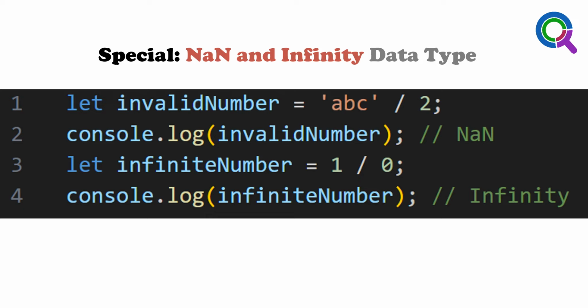Lastly, we have special data types. NaN stands for Not a Number and is returned when a mathematical operation fails. For example, dividing a string by a number results in NaN. Infinity represents values larger than any number. For example, dividing 1 by 0 results in Infinity.